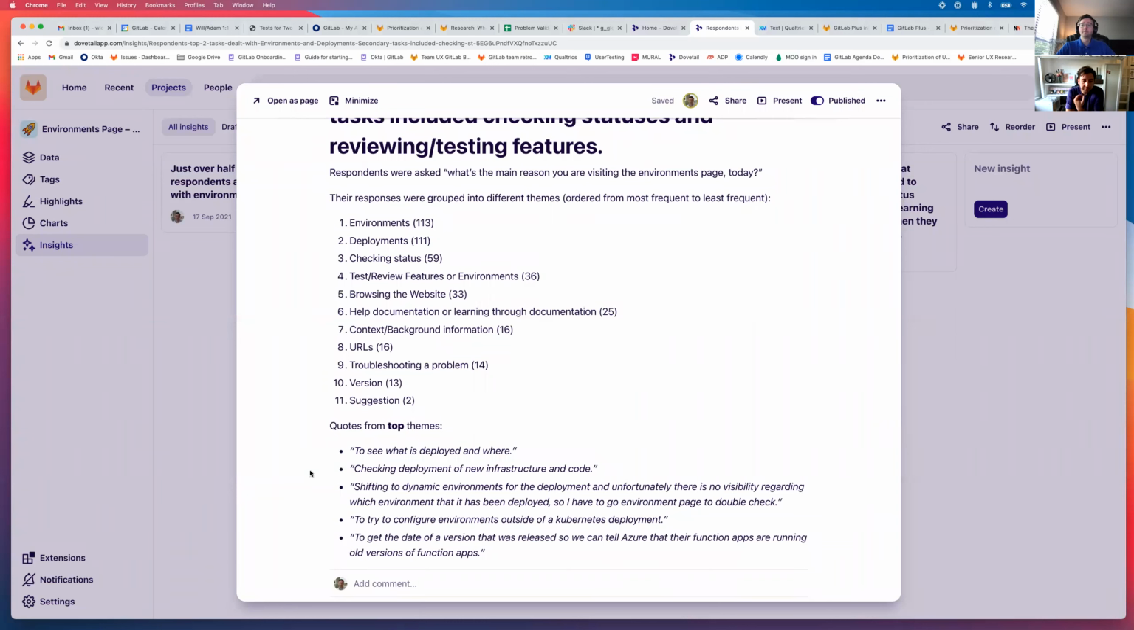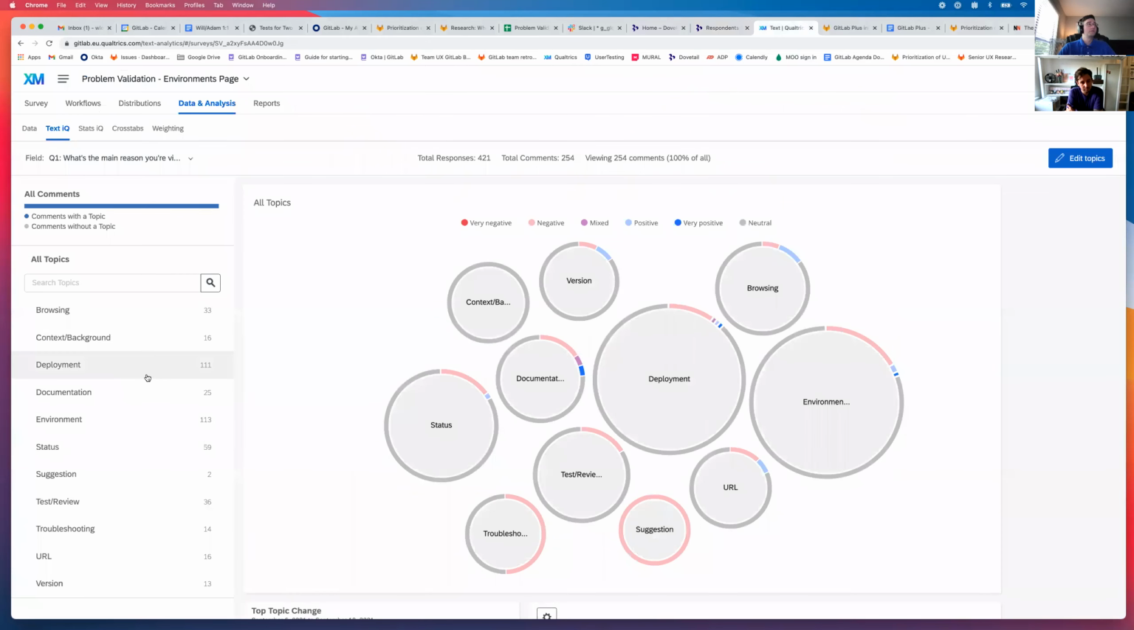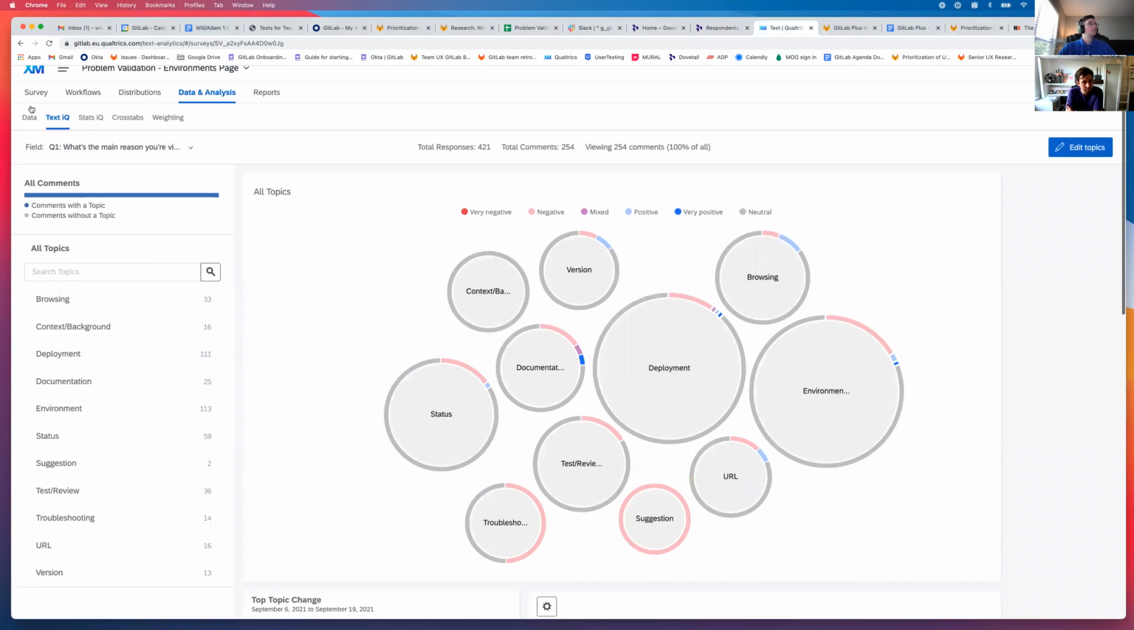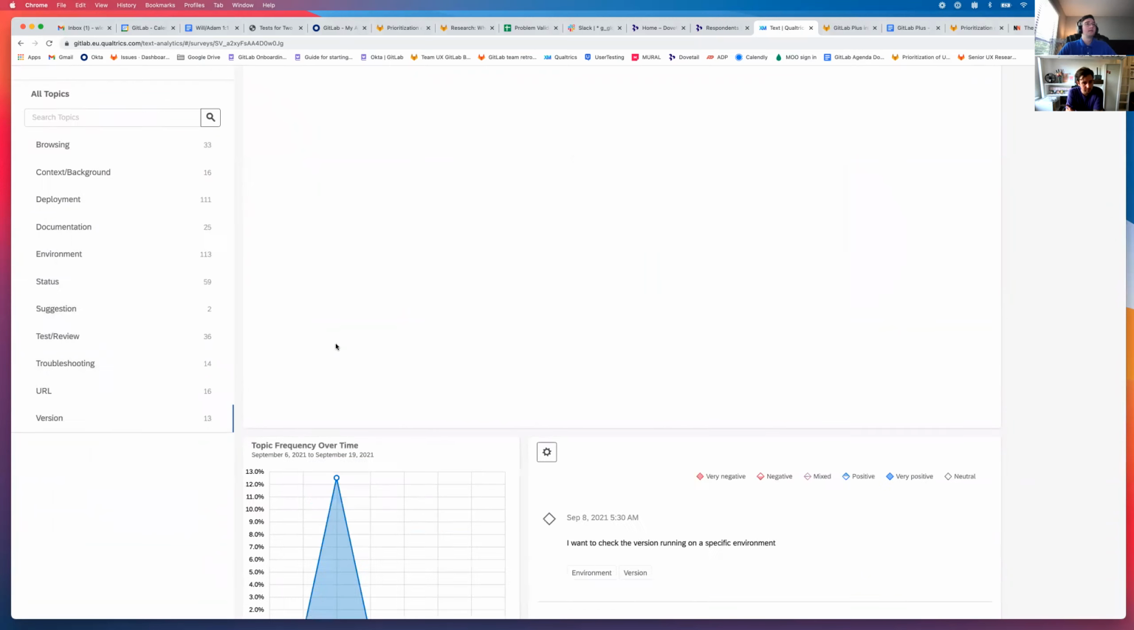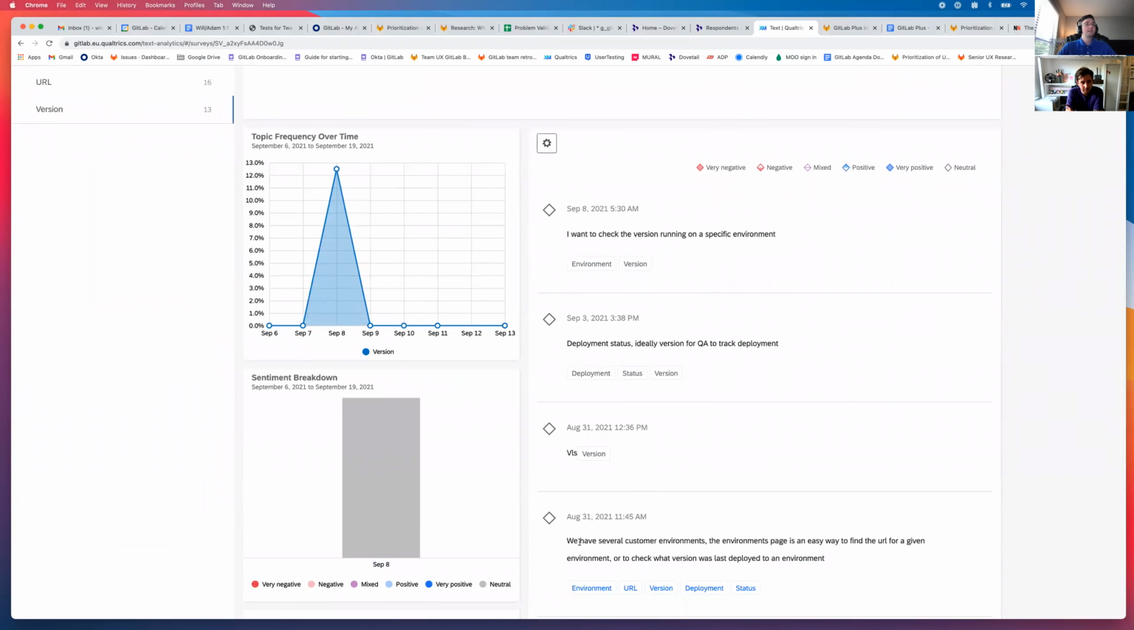Yeah, when you mention version, do you mean specifically users mentioning that they want to know which version is live on the environment, or it's something else? Yeah, so that's a great question. I believe it was around like wanting to check the version of something. So I've got the Qualtrics data pulled up. So let's see, for version, if we select that, and if I scroll down, we can see like what particular things were grouped into version.